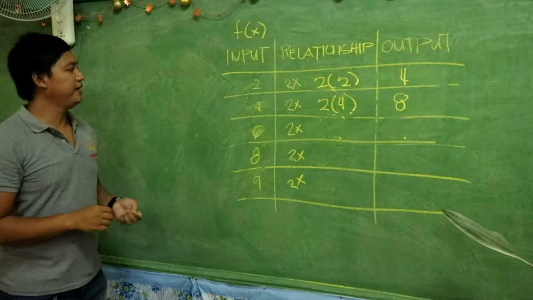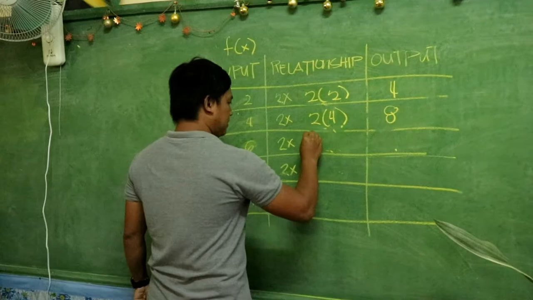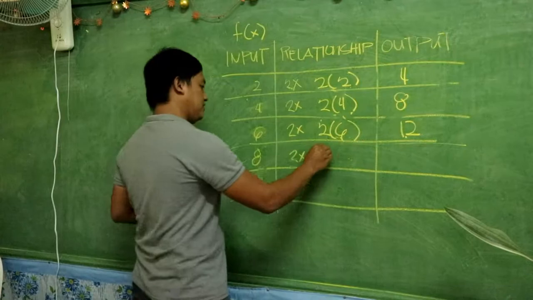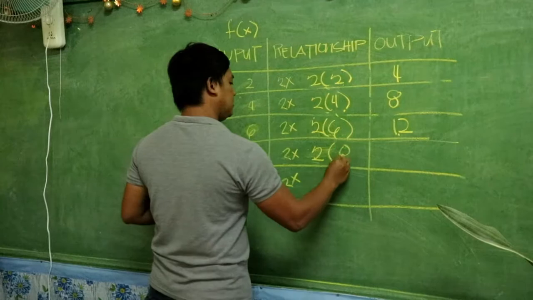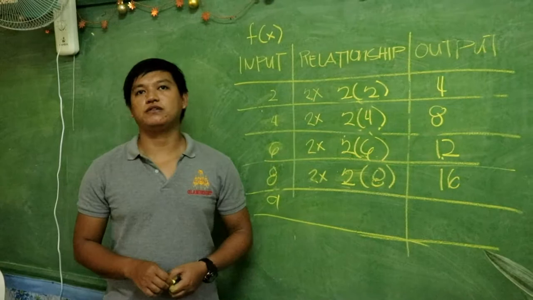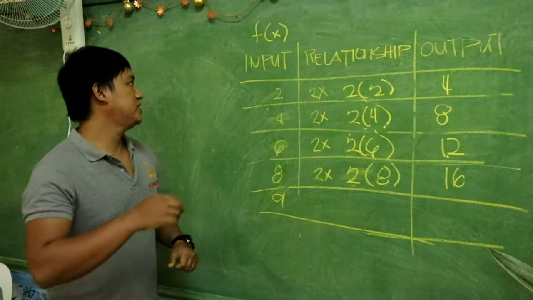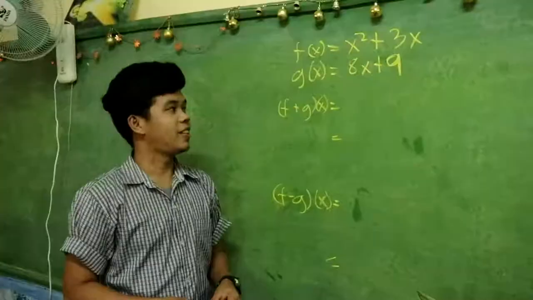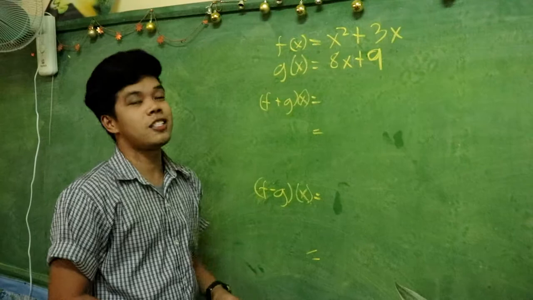Then another, if you have input 6, 2 times 6 is 12. And another example, we have the input of 8. 2 times 8 is equal to 16. So we will see many ways to think about functions, but there are always three main parts of a function, which are the input, relationship, and output. And today we're going to learn addition and subtraction of functions.